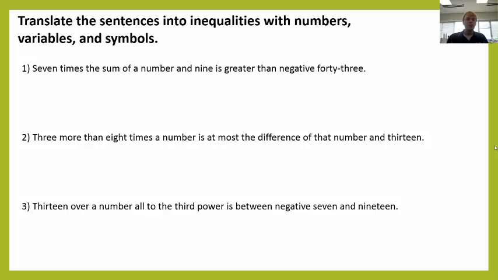What we're going to want you to do is take that sentence, like you've done before, translate it into an expression with numbers, variables, and symbols. Let's look at the first one together. 7 times the sum of a number and 9 is greater than, there's our inequality, negative 43. So we can see we have 7 times, and then because it's a sum, we put the addition in parentheses, x plus 9, and then is greater than, we have our greater than symbol, and negative 43.